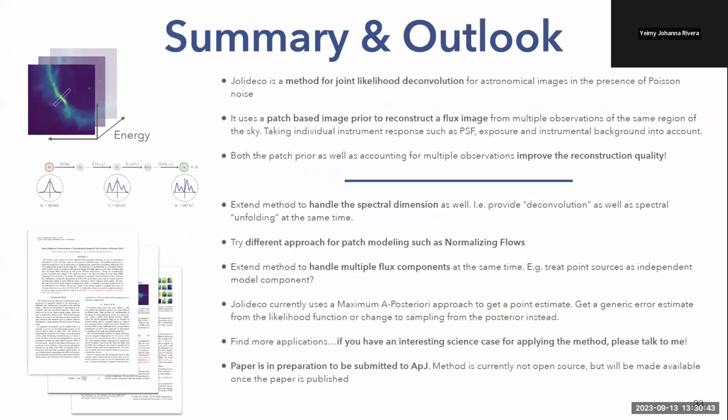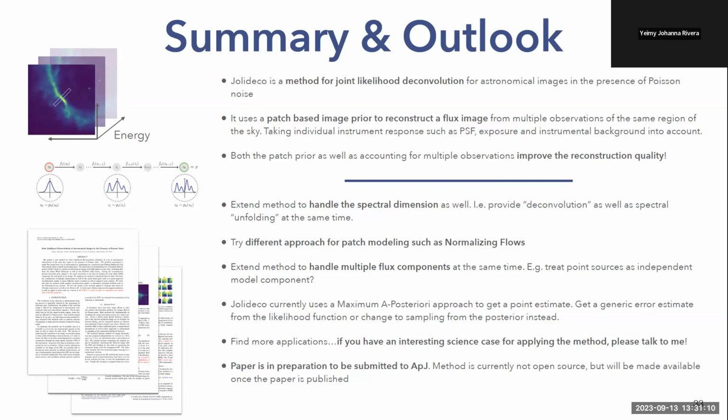So let me just summarize. The method, Jolideco, is a method for joint likelihood deconvolution of astronomical images. It uses this patch-based image prior to reconstruct a flux image from multiple observations of the same region of the sky, taking the individual instrument response functions into account. Both the patch prior as well as the accounting for multiple observations at the same time really improve the reconstruction quality. There's some future work to be done.